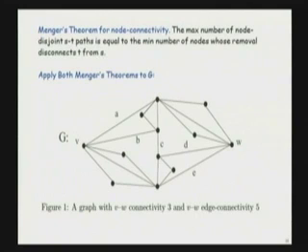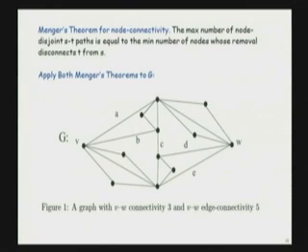Now, Menger's theorem is a very nice thing to remember. It's such a simple statement, and not only does it apply to edge connectivity, it applies to node connectivity. What does that mean? We could look at the maximum number of node disjoint S-T paths, and that number is equal to the minimum number of nodes that I would remove to disconnect the graph. So Menger's theorem applies to both edge connectivity and node connectivity.